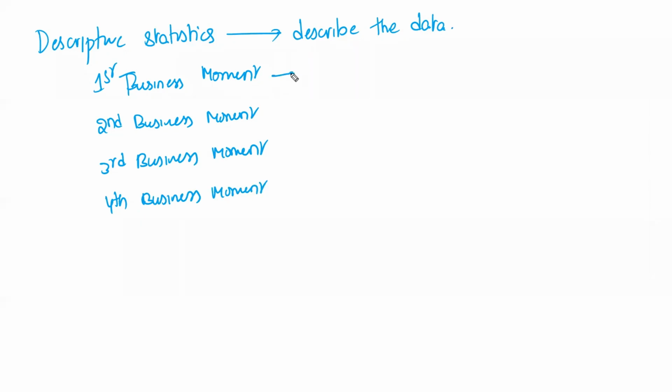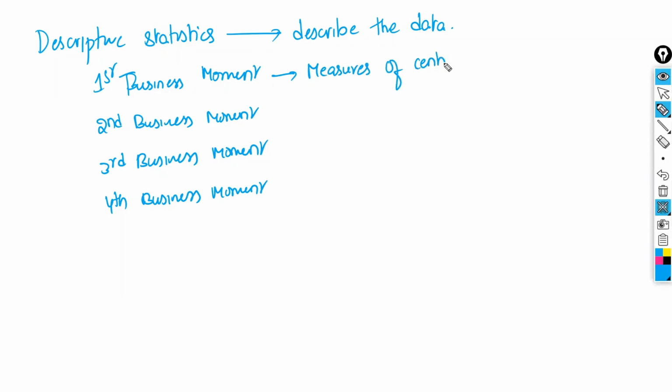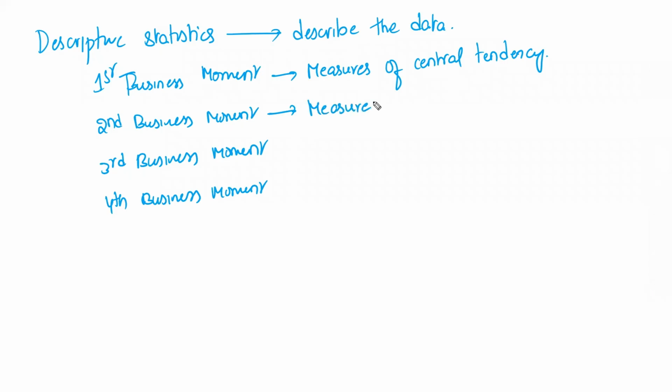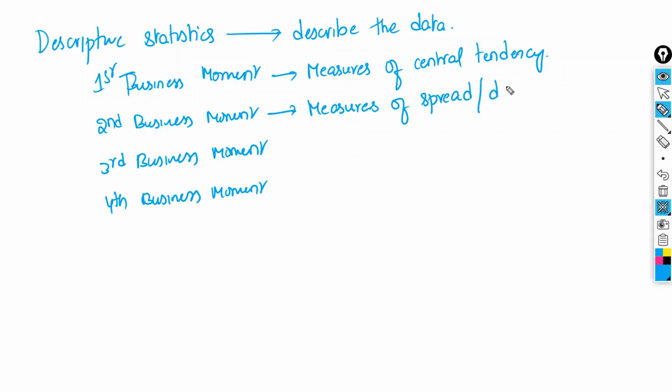The first business moment is measures of central tendency. The second business moment is measures of spread or distribution. It is going to measure the entire distribution, how the entire data was distributed. The third and fourth, both of them are used for measures of shape.